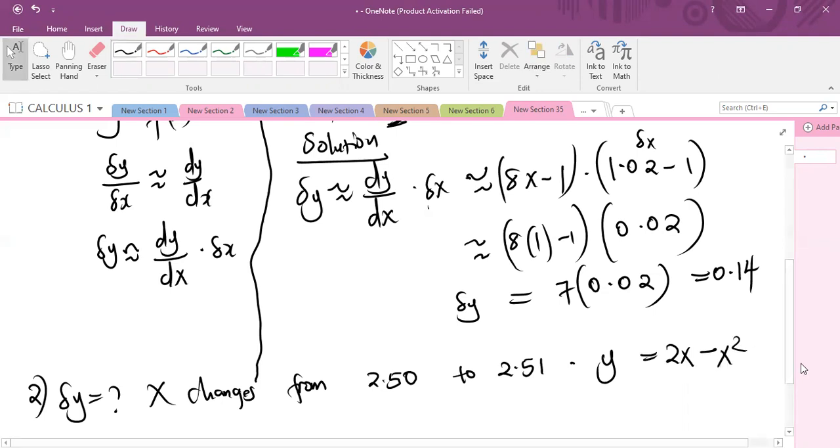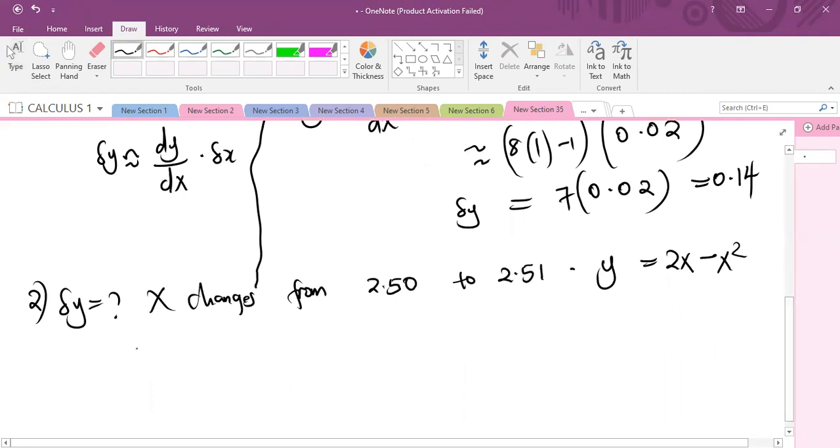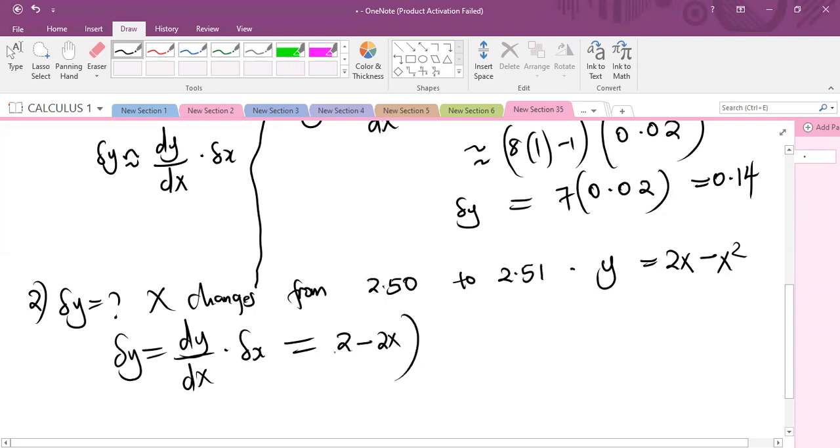So if we want to get the small change in y, the procedure is the same. Let's start by writing the formula. The small change in y is given by dy/dx multiplied by a small change in x. So what is our dy/dx? Differentiate this equation to get dy/dx. We'll have 2 minus 2x multiplied with the small change in x.